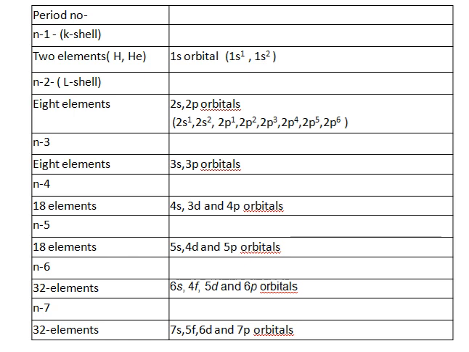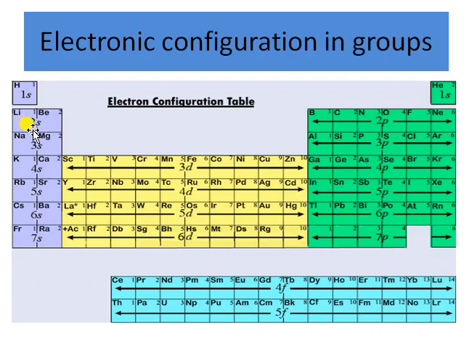In period number 3 there are also 8 elements, but we can't say this is the M shell. As you know, the M shell has a total of 18 electrons, but in our periodic table we can't say period number 3 is called the M shell. Actually this contains 8 elements. Starting from sodium to argon: sodium, magnesium, aluminum, silicon, phosphorus, sulfur, chlorine and argon. There are 8 elements present in our period 3.